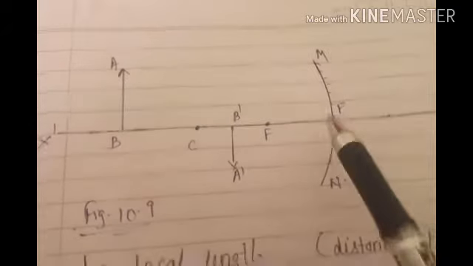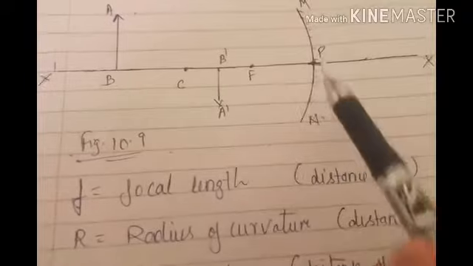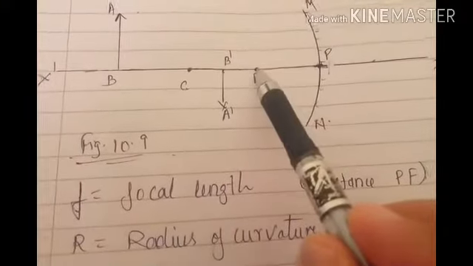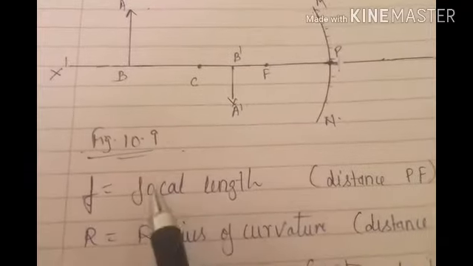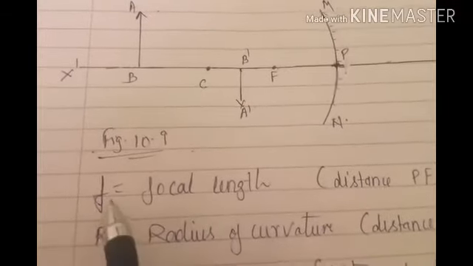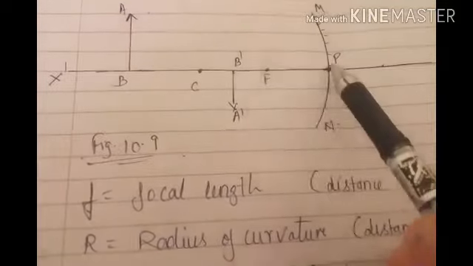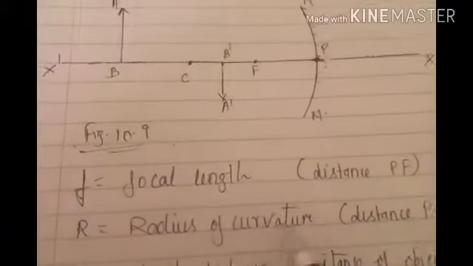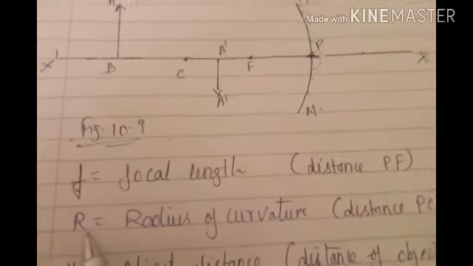For that, let's understand a few other basic things. The distance PF, where F is the focus, is called the focal length. It is represented by small letter f. The distance PC is the radius of curvature. It is represented by capital R.